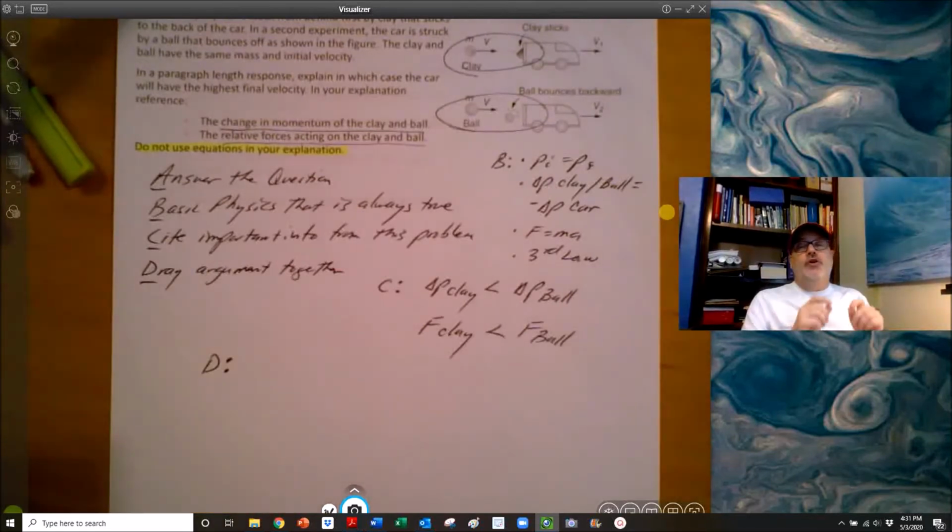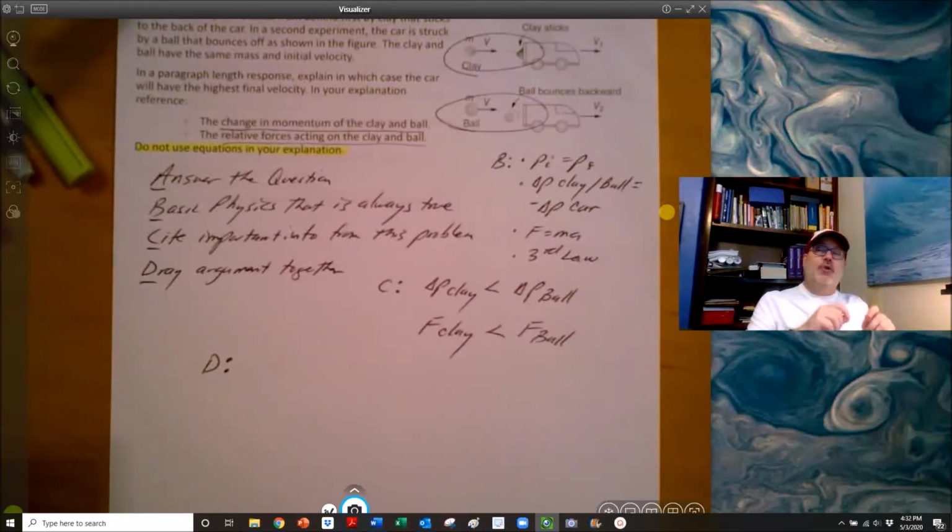So we know that the car in V2 has to be going faster than for the clay, because since the ball goes through a bigger change in momentum, the car will have a bigger change in momentum for when the ball bounces off the back. Now, what about the relative forces? Well, the force on the ball, between the ball and the car, Newton's third law, has to be larger, because there's a bigger change in momentum, than the force, the relative force between the clay and the car.